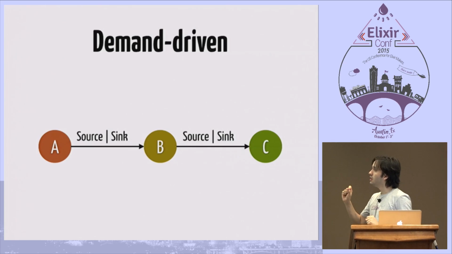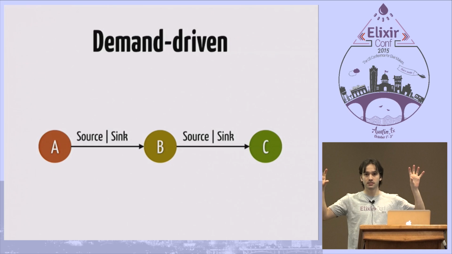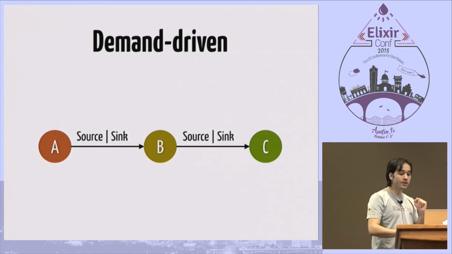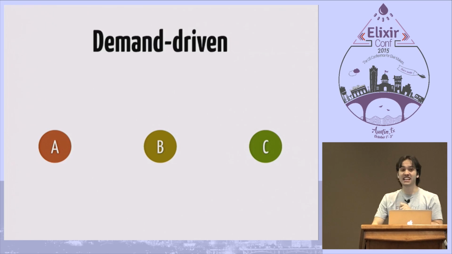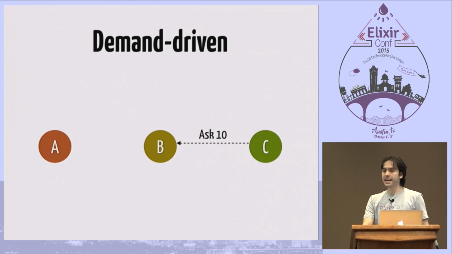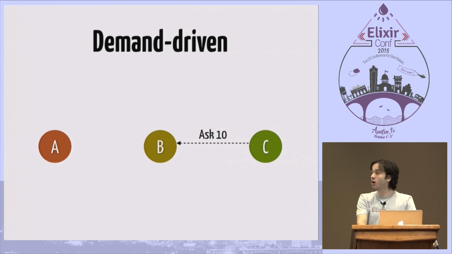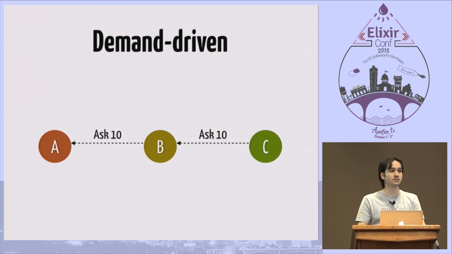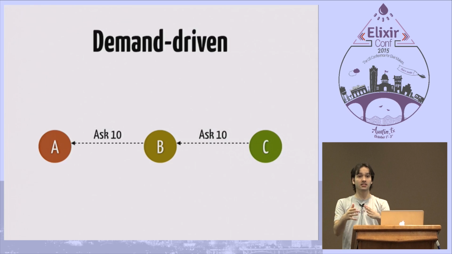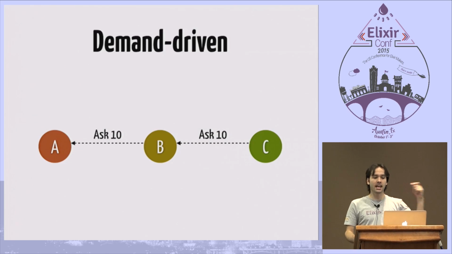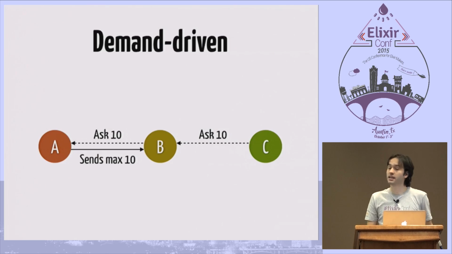When we connect those processes, A is not going to start sending data immediately. What is going to happen first is that C is going to ask for data. So C is going to go to its source and say, hey, I can handle 10 items. And then B, if I'm a router, I'm going to just signal this demand upstream. B is going to say, hey, I can handle 10 items. And now A knows, oh, I can start. A is the definite source, so I can start sending the data downstream. And then it's going to send data to B.